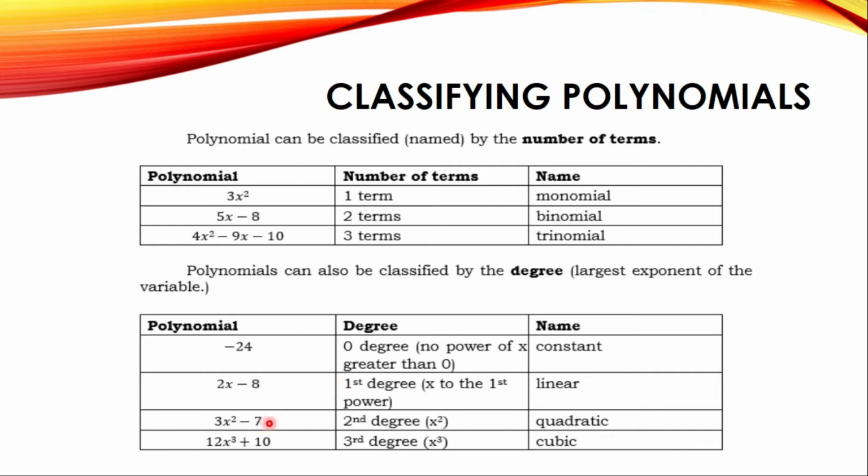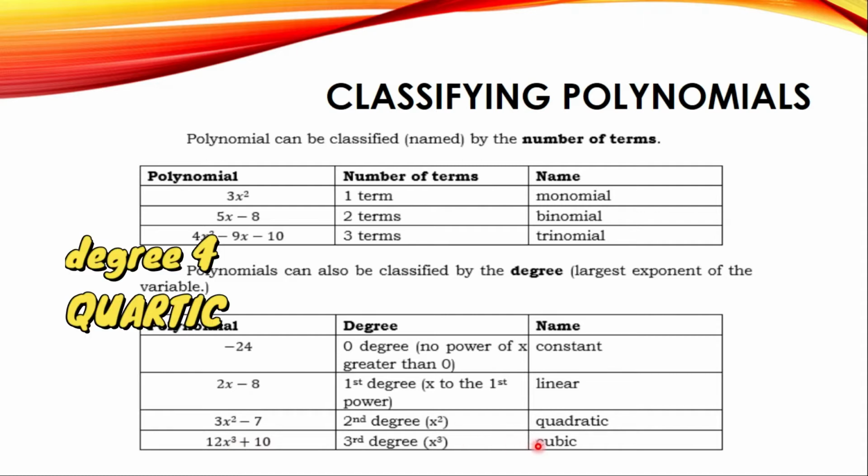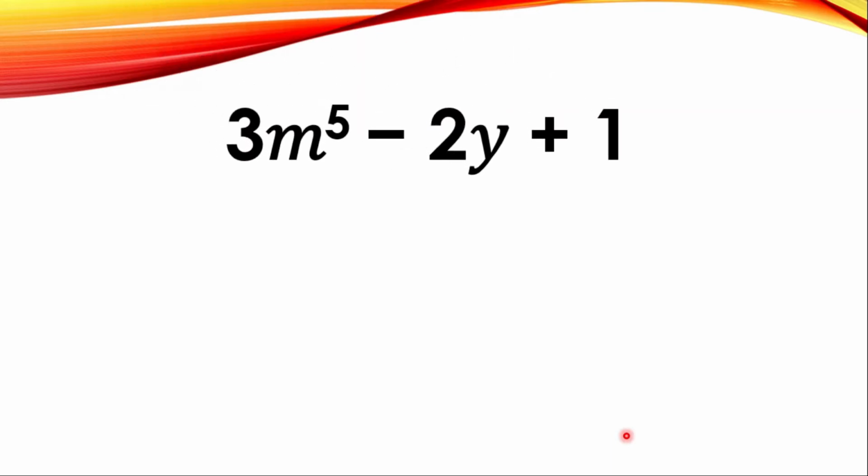Next, we can see that the degree is 2. So if the degree is 2, it is quadratic. If the degree is 3, it is cubic. If the degree is 4, it is quartic. If the degree is 5, it's quintic. So let's have examples. Example number 1 is 3m raised to 5 minus 2y plus 1.